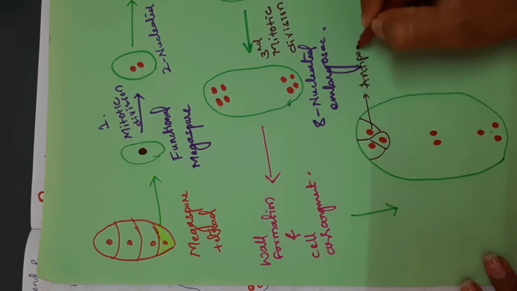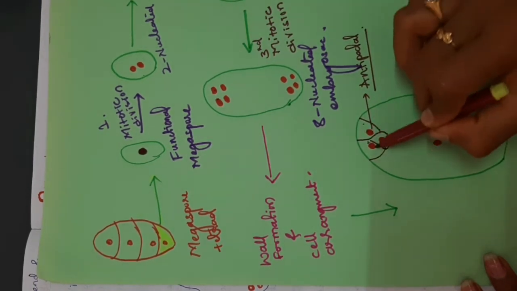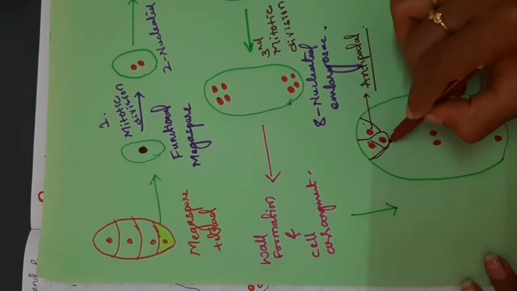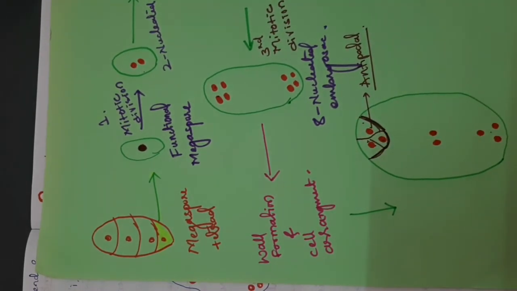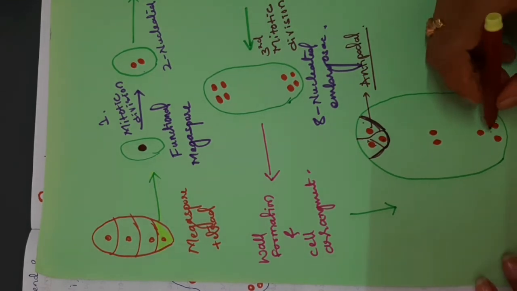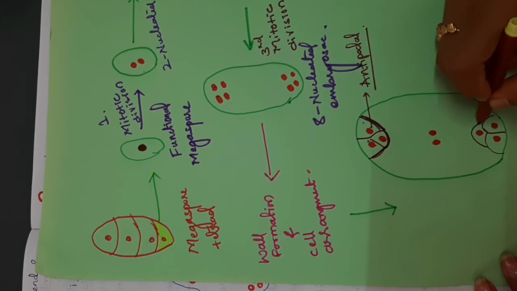Antipodal, I will explain what is antipodal. Just remember antipodal cell, 3 celled, 3 nucleated. This whole structure is called as an antipodal. Then the remaining 3 nuclei which are present at the lower side, 2 cells and another cell is formed.